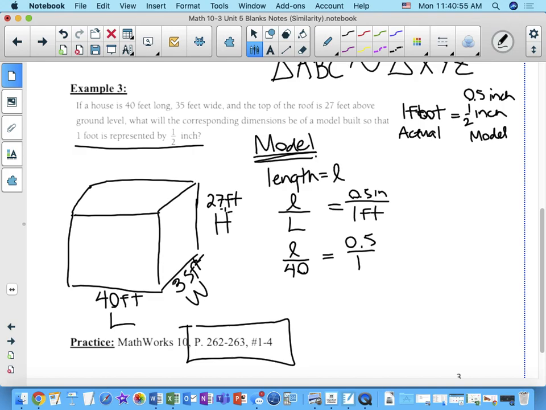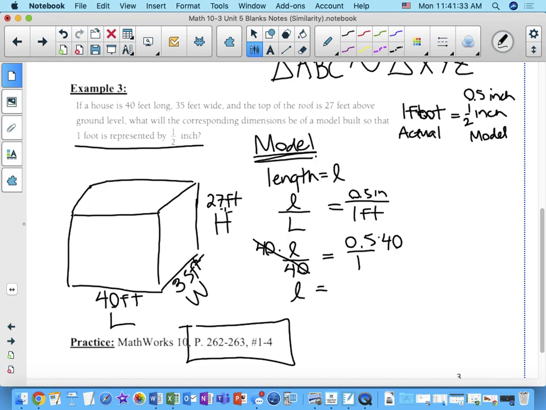Okay, now how do I isolate L? What am I doing to it right now? What am I doing over here? Dividing. I'm hearing someone whisper it. What happens in a fraction? What math operation happens in a fraction? Divide. Division. Thank you. So the opposite of that? Multiply by 40. And so we get that L equals 0.5 times 40 divided by 1.